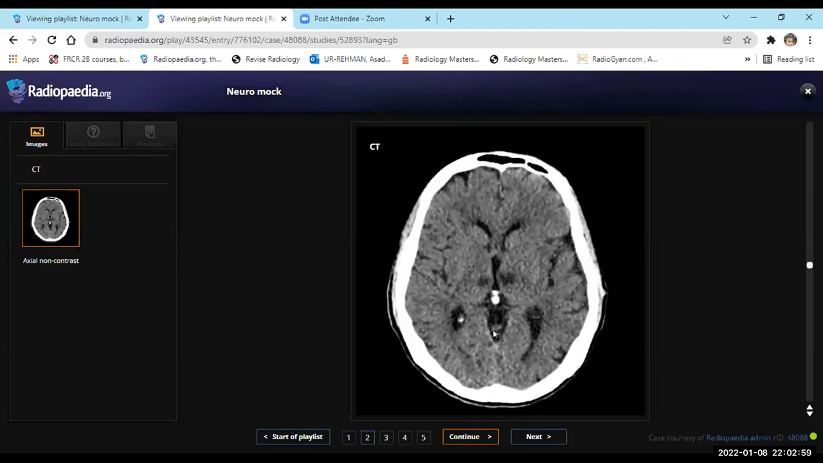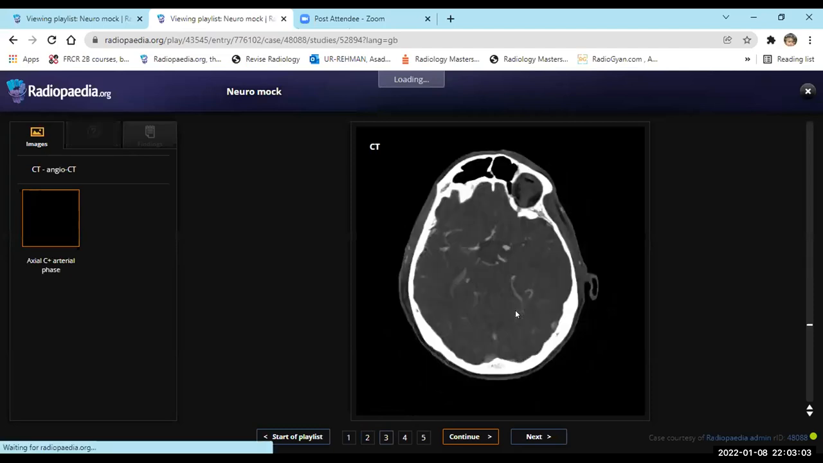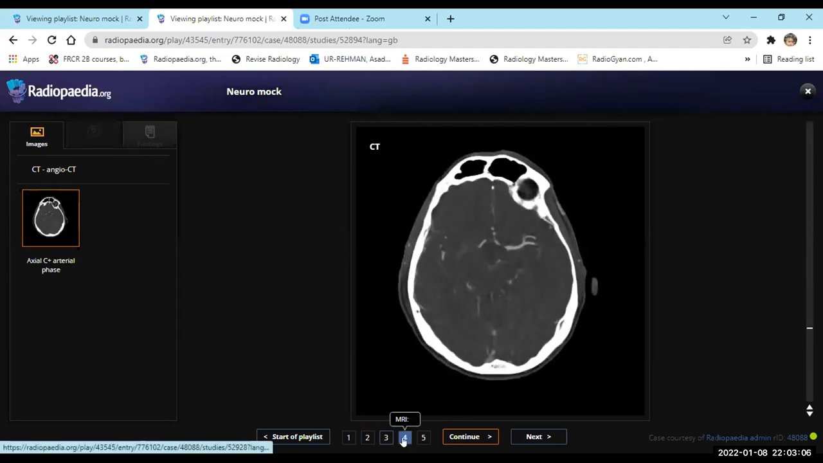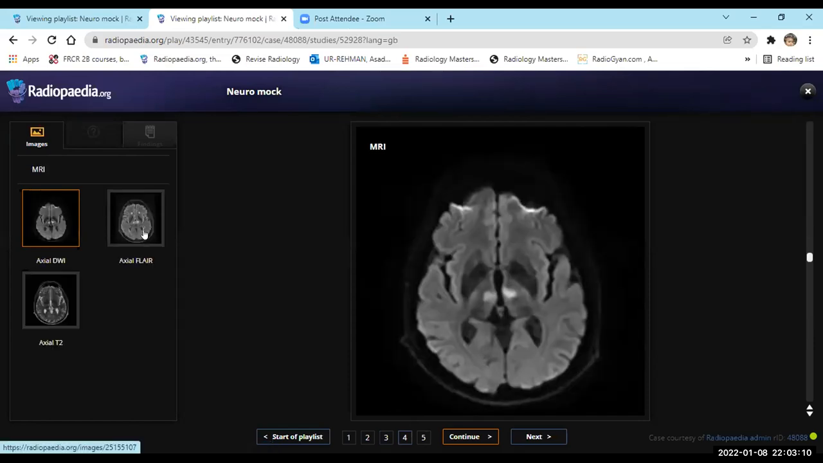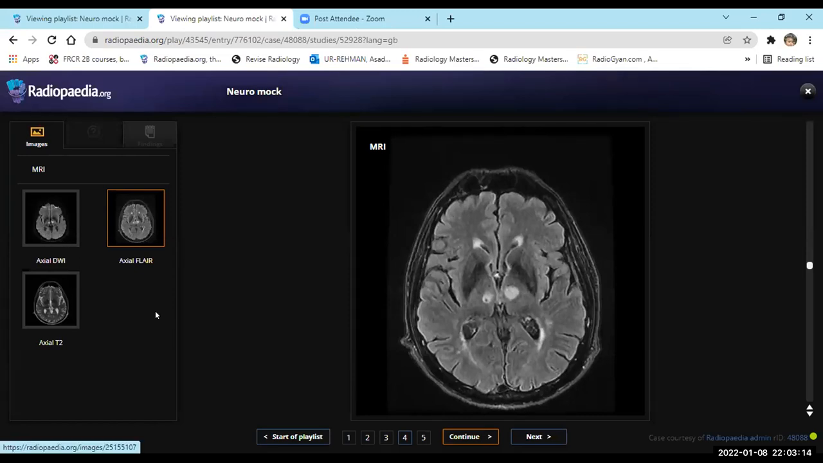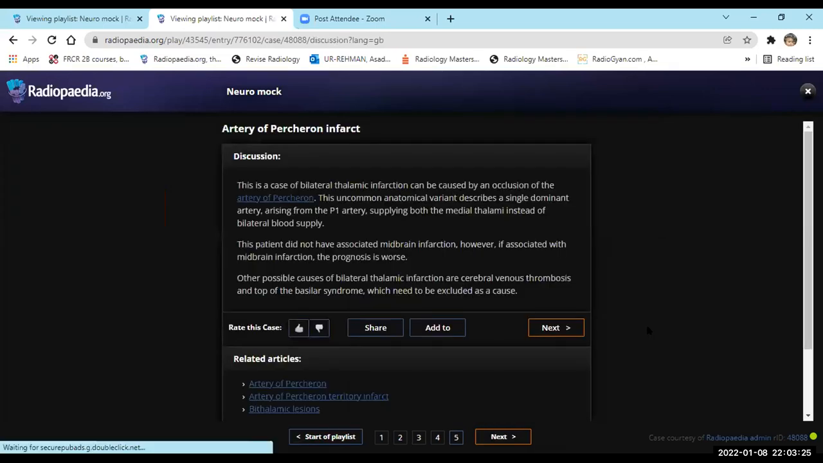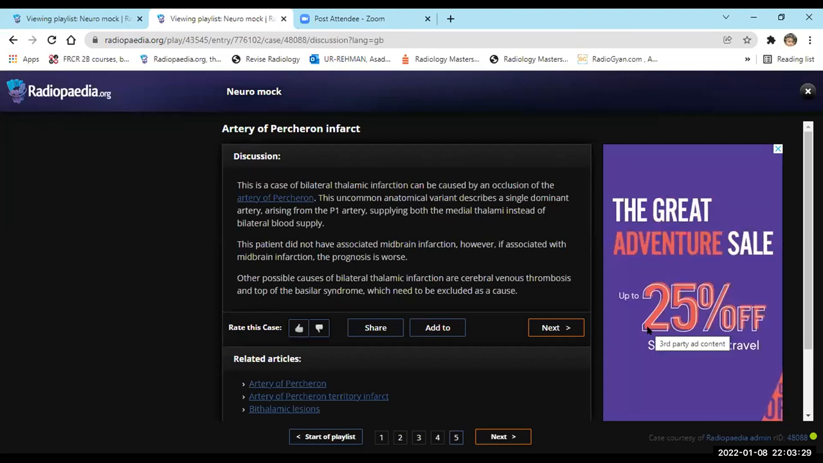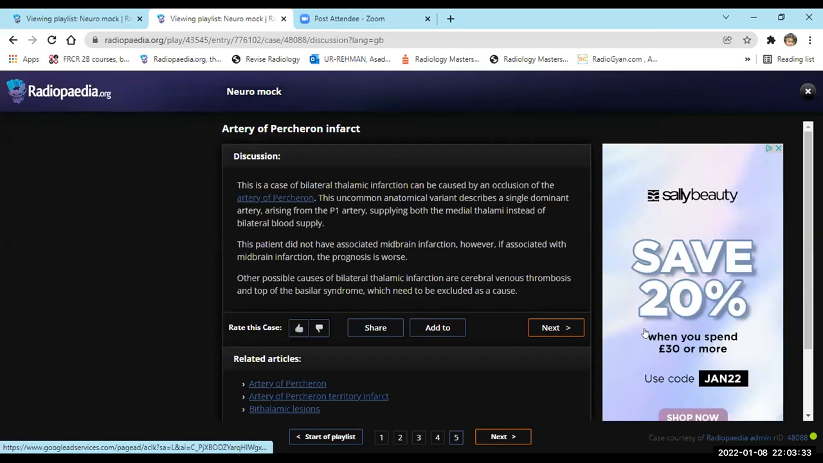You picked up the abnormalities, bilateral thalamic regions infarcts, which I did not show you on the angiogram purposely. And then you picked it up on the MRI, which is showing T2 and diffusion restriction with FLAIR and T2 hyperintensities. So basically this is a case of artery of Percheron infarct, an uncommon anatomical variant which arises from P1, and supplies the medial thalami. One of the differentials includes deep venous sinus thrombosis and top of the basilar syndrome, as you mentioned.